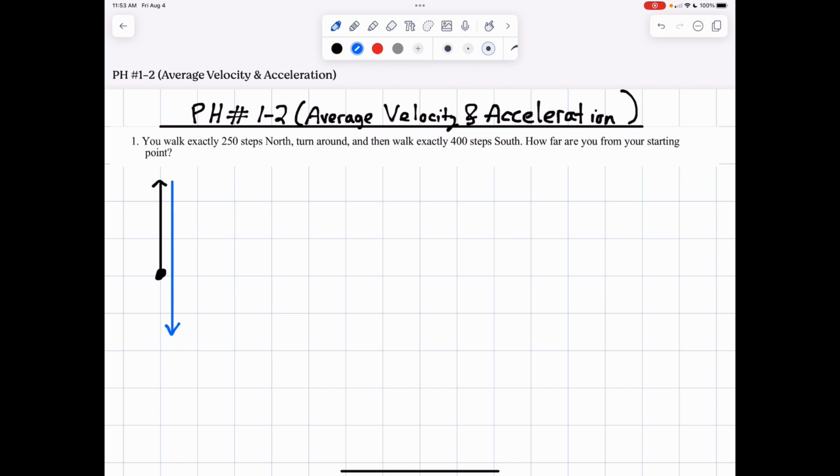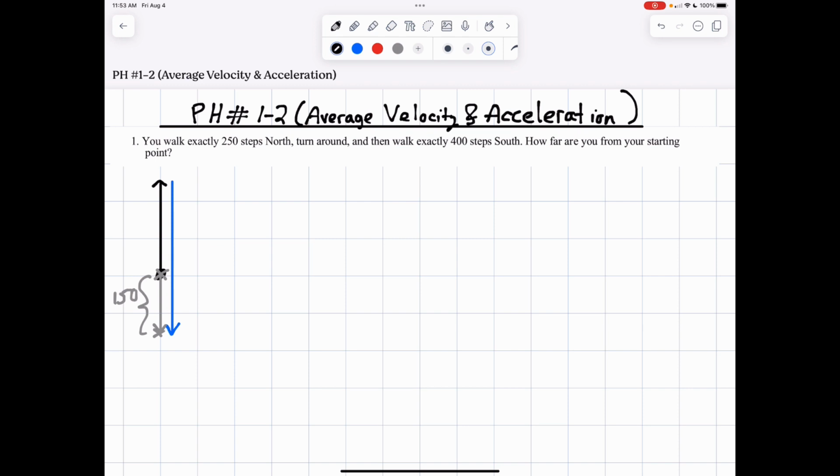Now with a different color entirely, I'll use gray here, I'm going to draw a straight line from start to finish. I'm showing you this visually, and then I'll show you this mathematically. If I draw a straight line from start to finish, you can see the gray arrow is only going to be 150 steps. It's 1.5 boxes, and it's pointed south. So the solution is 150 steps south.